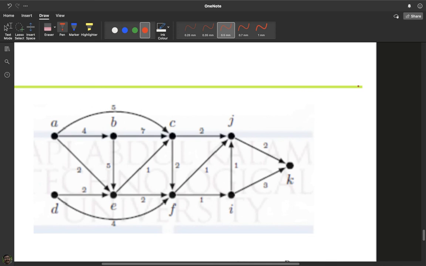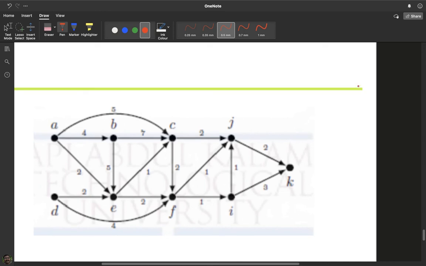In that they have asked you to find the shortest path from A to all the vertices. In that case you have to draw a table and find the permanent labeling for all the vertices. So let us try to do it here.